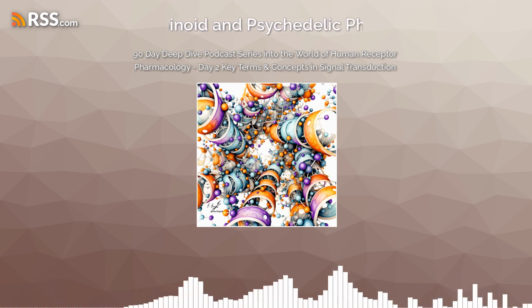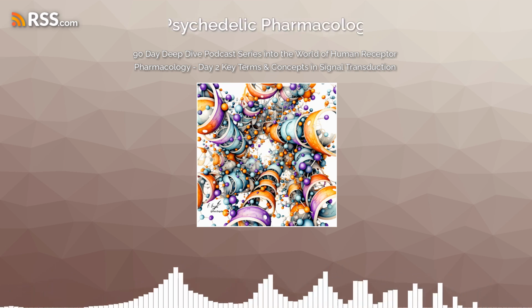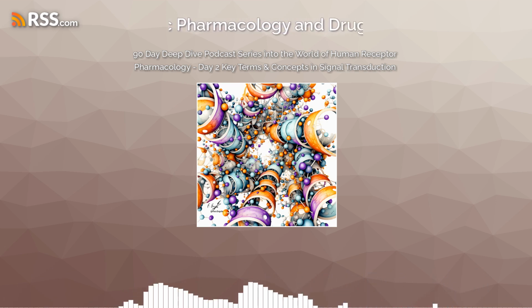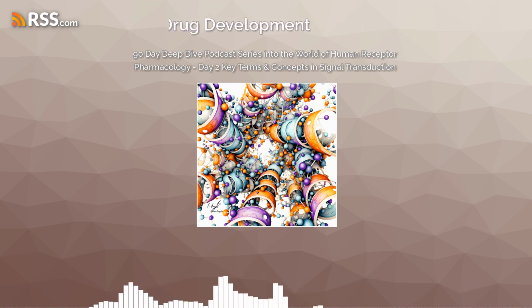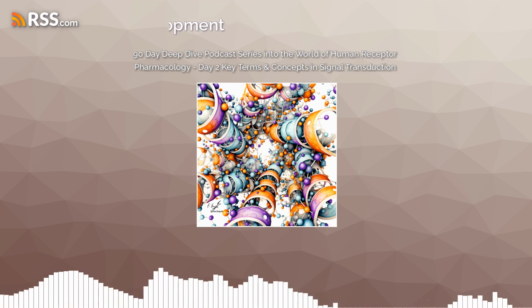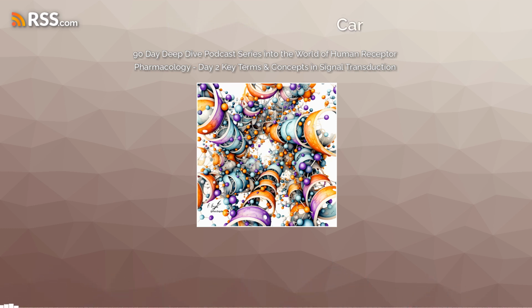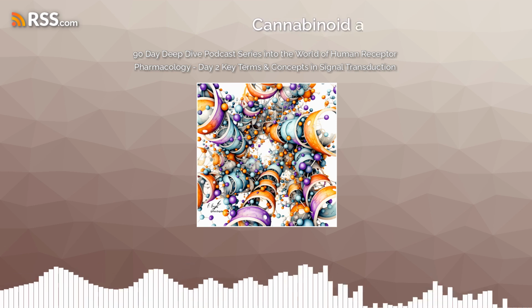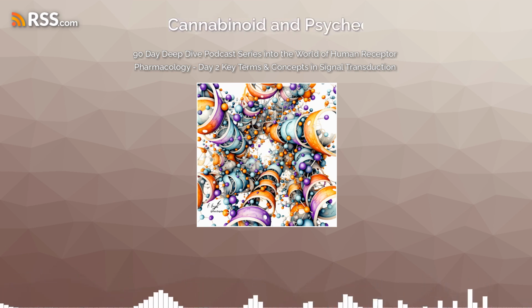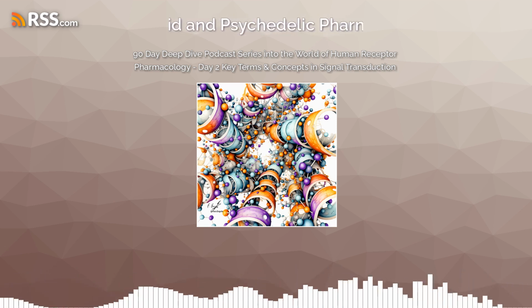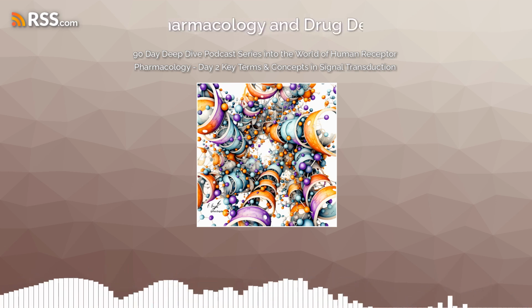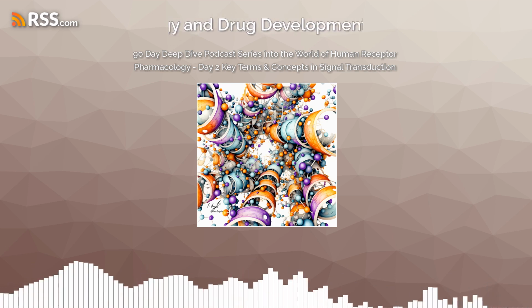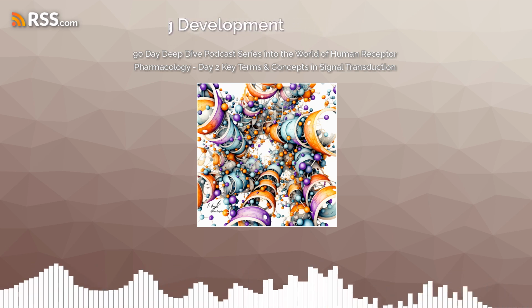Okay, think about what happens when you use the same key on a lock over and over again. Eventually that lock is going to get rusty and the key might not turn as easily. And that's kind of what happens with receptor desensitization. So the receptor becomes less responsive to the drug, even if the drug is still binding. Exactly. And it's a natural process. It helps protect cells from being overstimulated. Ah, so it's like a safety mechanism to prevent the cell from being bombarded with signals.